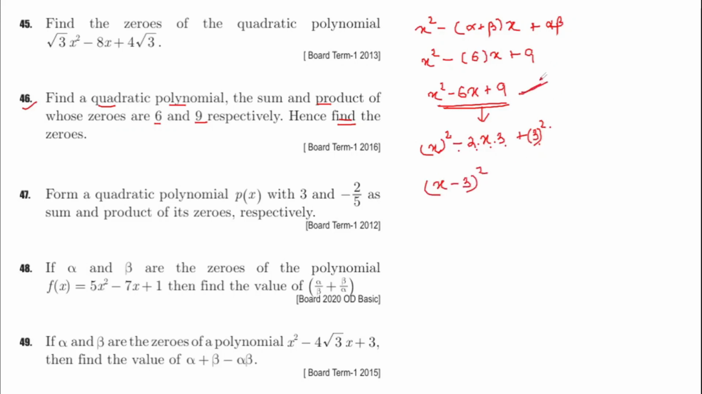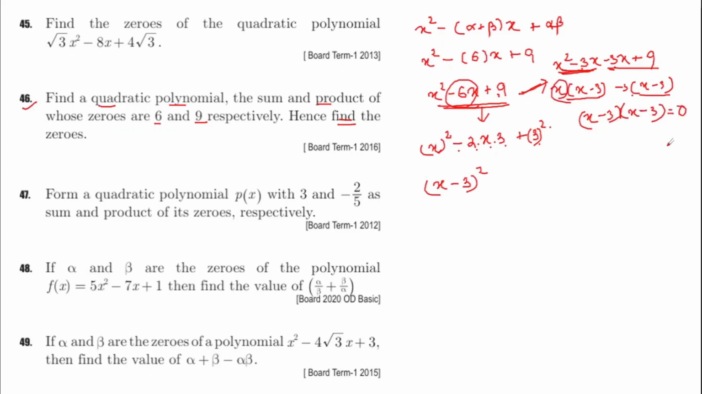Or you may do it like this: x square, and by splitting the middle term minus 6x into two numbers, minus 3x and minus 3x, you will get minus 3 and minus 3, whose product is plus 9, which is already there. So the two numbers will be minus 3 and minus 3. Taking x common from the first two terms, you will have x minus 3. Taking minus 3 common from the last two terms, you will again have x minus 3. Now taking x minus 3 as common, we are left with x and minus 3. So again the same thing: x minus 3 into x minus 3.